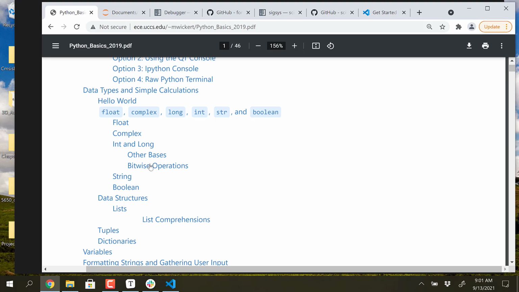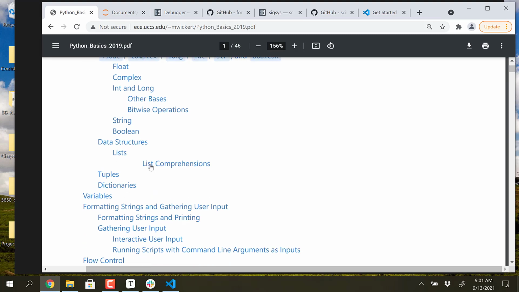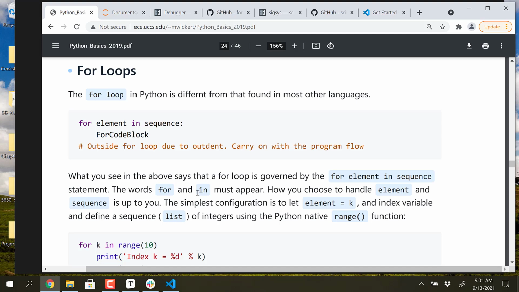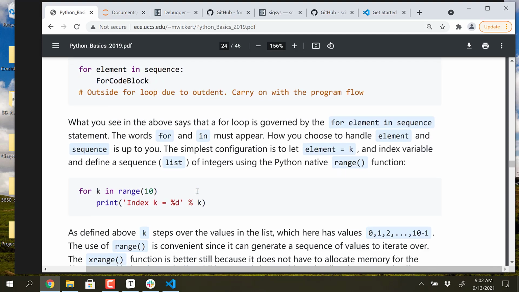So the one we were just looking at was for loops. And of course, intimately tied with flow control are if, elif, and else, but if you go to for loops, I have a subset inside of this under the heading getting 2 for 1 by using enumerate. So if you want to go look at anything, feel free to take a look at it.